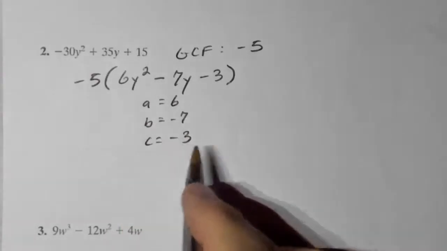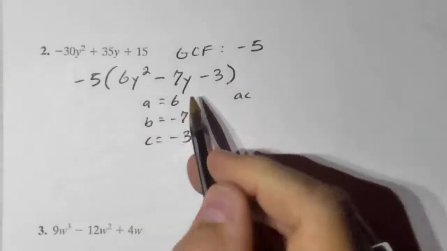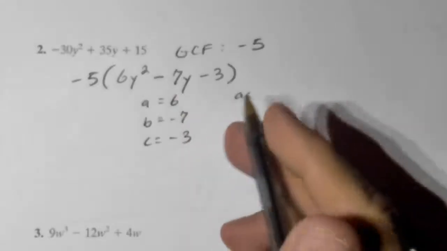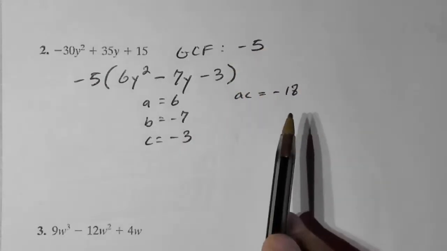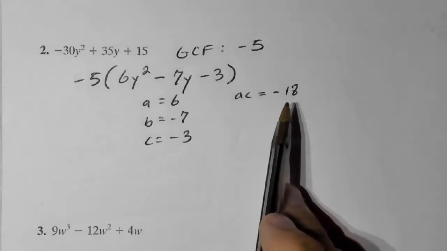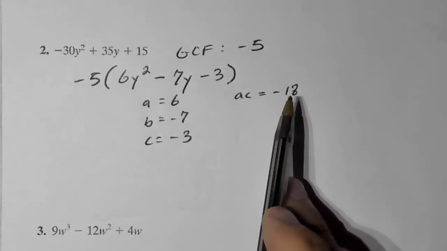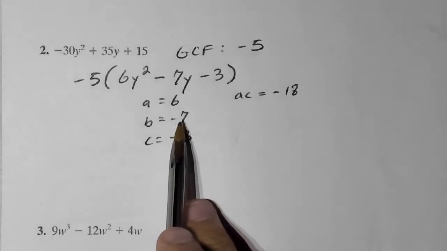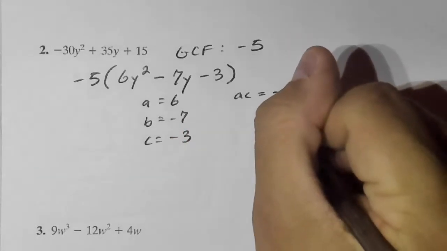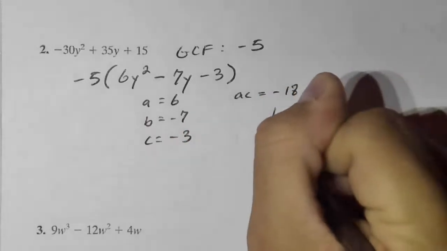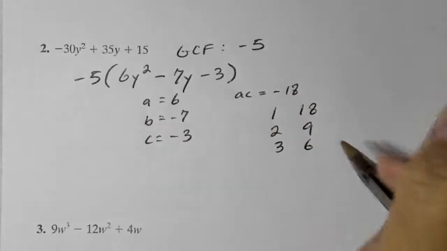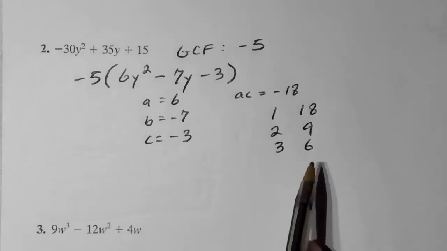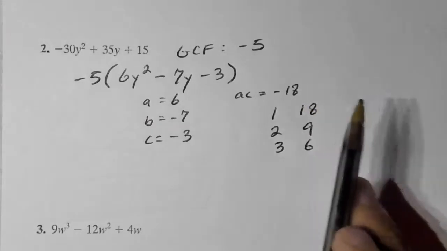And following with the AC method, the product of A times C, in this case 6 times negative 3, is negative 18. And the AC method states we need two numbers that will multiply to give us negative 18, but when we add them, will give us our B value of negative 7. So we write our factors of 18: 1 and 18, 2 and 9, 3 and 6. And that takes care of the factors for 18.